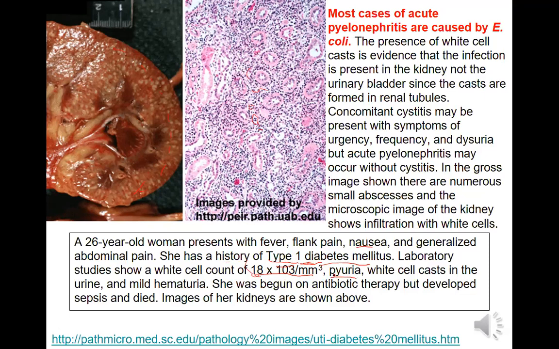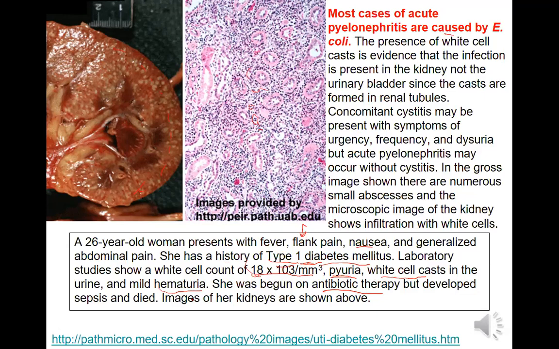Pyuria is white blood cells in the urine, right? Casts are groups of white blood cells in the urine. And hematuria is blood in the urine, right? She was given antibiotics, but it was too late, because who knows? The bacteria could have been E. coli, and in this case it is E. coli, but it might not have been E. coli for this person. So the bacteria could be resistant, like MRSA, resistant to the antibiotic. So it didn't work.